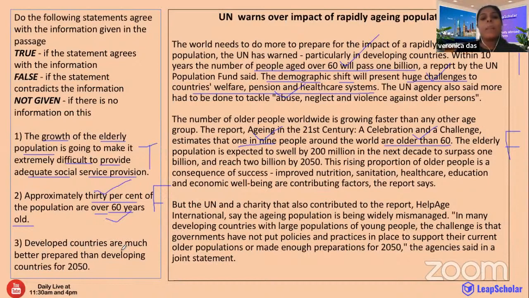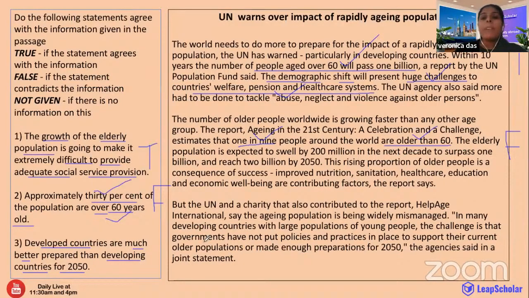Developed countries are much better prepared than developing countries for 2050. Much better, right? Now, where is this information? Is this information here? Kajal, Abdul, Sonu, Gurbej, Mugda. Mugda says last para. Sanjana says, Dhruv says last para. Everybody says last para. Okay, the information is here is what you all say. Okay, let's read. Last para.